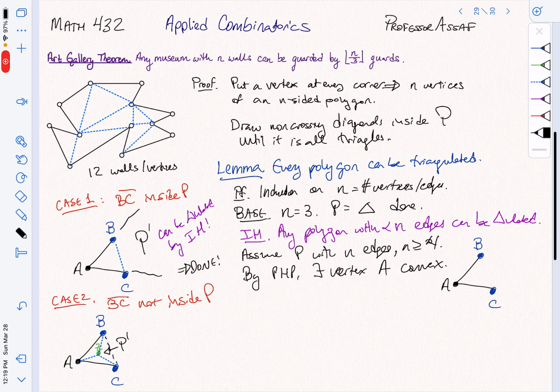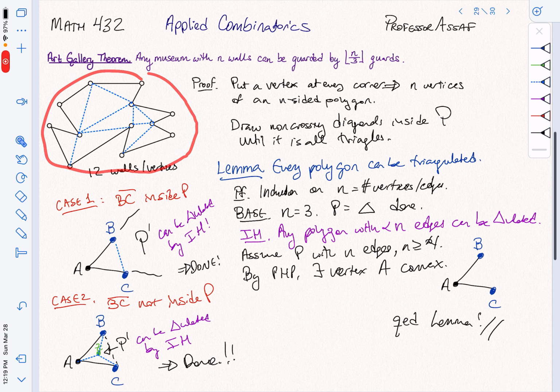So P prime can be triangulated by the inductive hypothesis. And so that means that now we're done. Those are the only 2 cases. So this proves the lemma. We can indeed always do this to our museum. We can always break our museum into triangles.